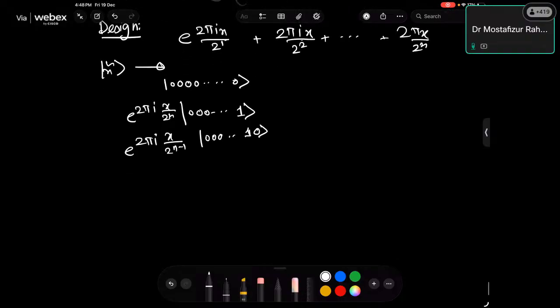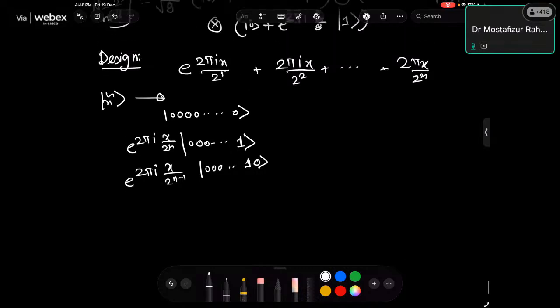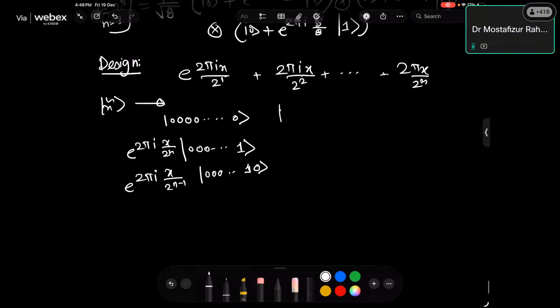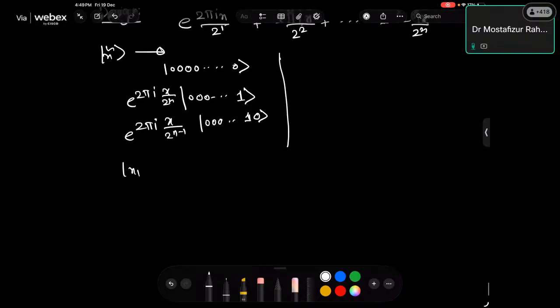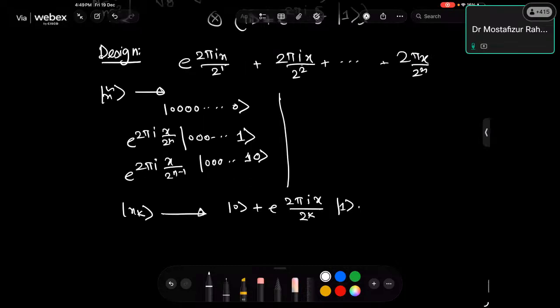So on. And then if I look at the final term, right? So the final term will be, because each qubit went from ket xk to this ket 0 plus e to the power 2 pi i x by 2 to the power k for the kth qubit, right? And this propagation of the qubit from xk in the normal computational basis to this particular basis, the last information is this one. This is for the nth qubit, right?